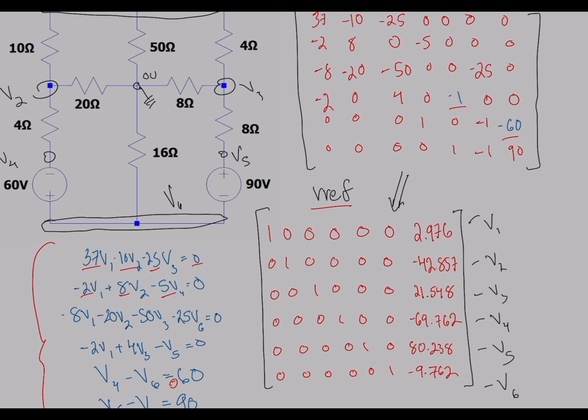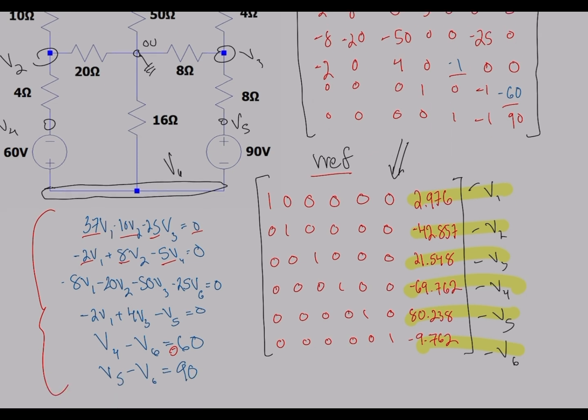Definitely the faster way to solve this is just to input into a matrix. But these in fact are your solutions. And you can do a sanity check to make sure you are actually getting an answer that makes sense. So we know that V6 needs to be 60 volts higher than V4. So we see negative 9.762 for V4, and V6 is in fact 60 volts higher than that. And the same thing for here. We can see that V5 should be 90 volts higher than V6, and we also see that's consistent.